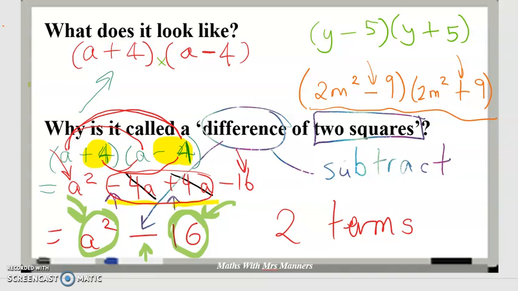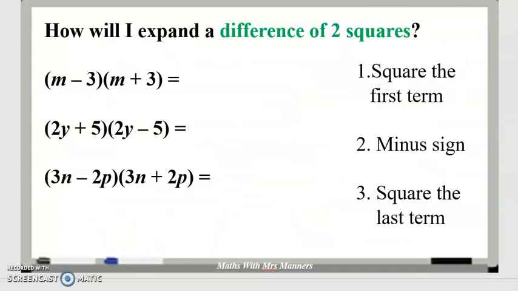So you do not need to use FOIL to expand a difference of two squares. How will I expand a difference of two squares? Well, we're going to make life easy for ourselves. We are not going to do FOIL. We are going to square the first term. So m times m is m squared. Then I'm going to put a minus sign down. And then I'm going to square the second term. It doesn't matter whether you square minus 3 or 3, because when you square a negative number, it becomes positive. So really, to make life easy, just take the positive number.